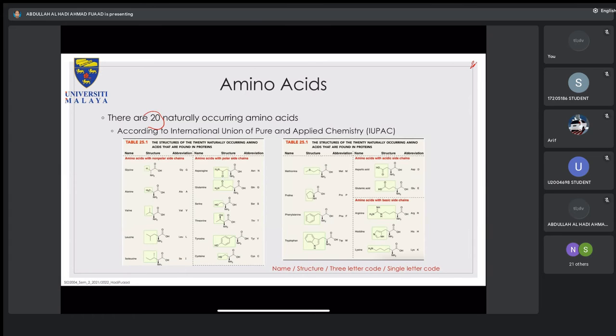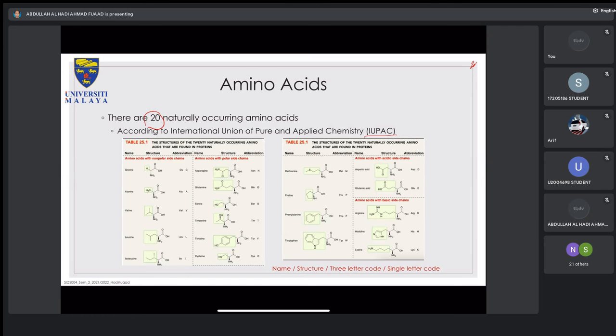So there are 20 naturally occurring amino acids. Why only 20? This is based on what the IUPAC system defines. In real life, last time I counted, there are about 53 different types of amino acids in nature. This is excluding the ones that you can synthesize. If you can synthesize it on your own, it's pretty much unlimited.